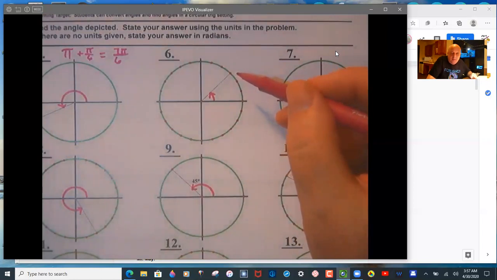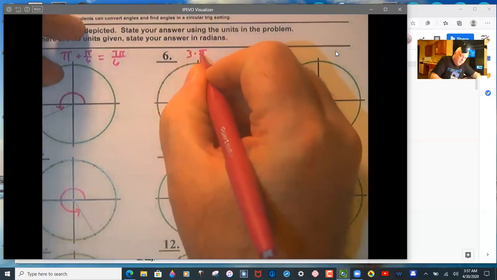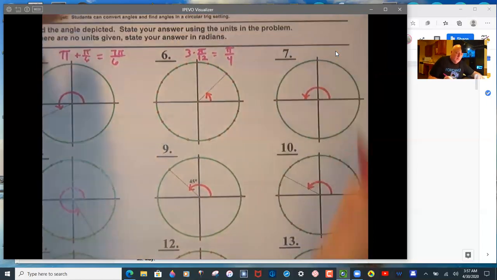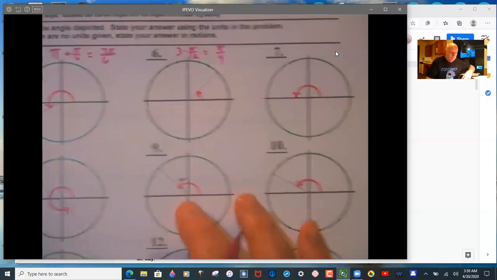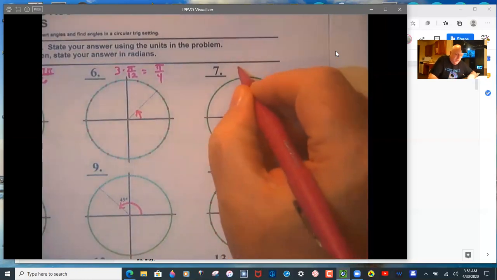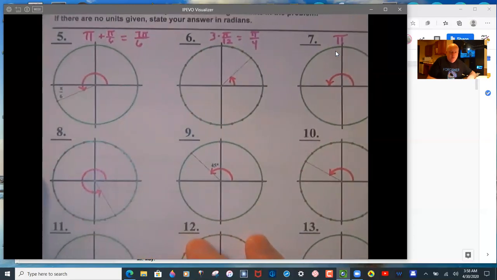So here we're going to count 3. So that's 45 degrees. But I want it in radians, so it's 3 times pi over 12. Remember that every tick mark is pi over 12. You're just going to reduce 3/12. Do not type pi in ever until we get to arc length. Here, this is halfway, 180 degrees. But I want it in radians if it's not given to you in degrees.